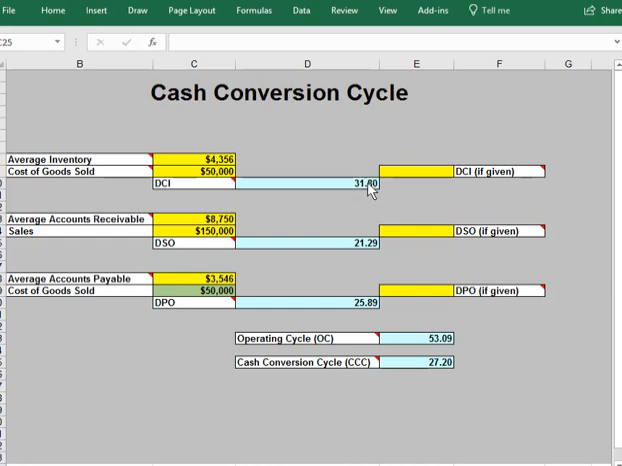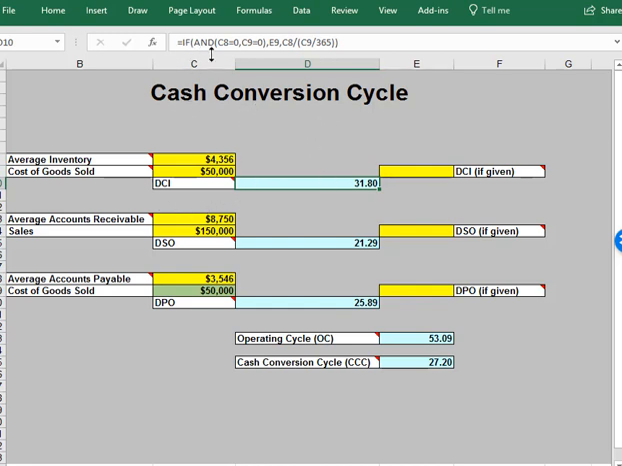So there's a couple of ways this spreadsheet works. If you already have the ratios, you can plug the ratios into these yellow boxes over here. In this case, DCI is days carry inventory. However, if you have the average inventory of the company and you know what the cost of goods sold is, if you're working right from a spreadsheet or a financial statement, then that will calculate the days carry inventory.